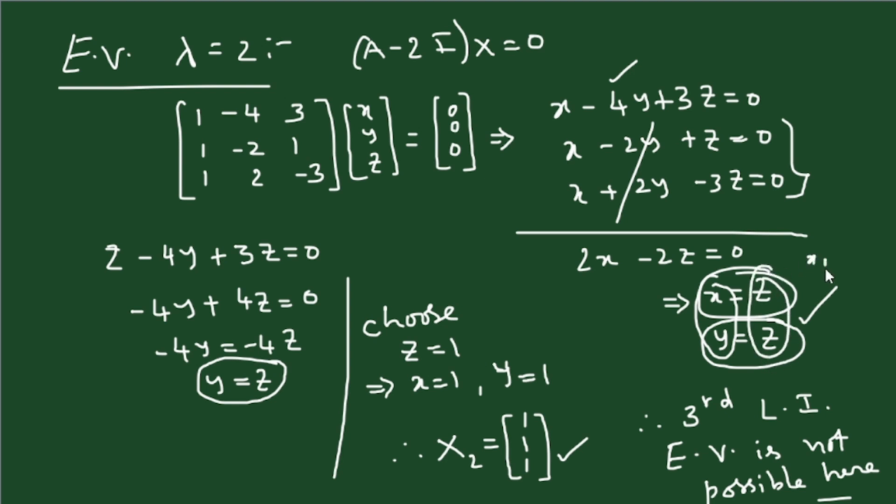x and y are depending on z. Therefore, we have a chance of choosing only one variable. In that case, you will get only one linearly independent eigenvector for lambda equal to 2. The other linearly independent eigenvector you cannot find in this case. So, for this problem, only two eigenvectors exist. The third eigenvector does not exist in this particular problem.